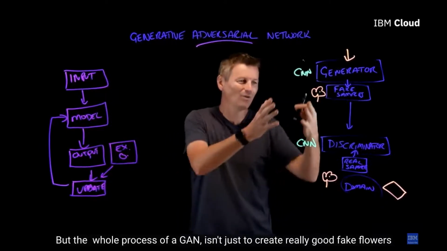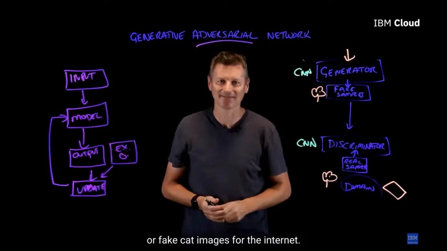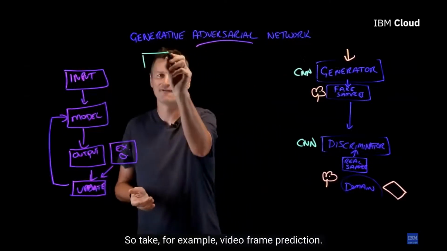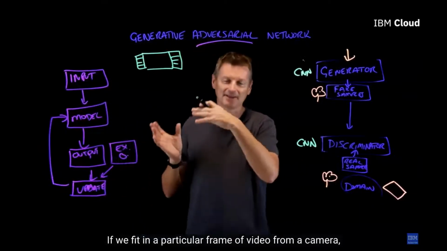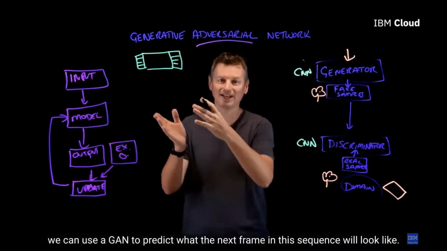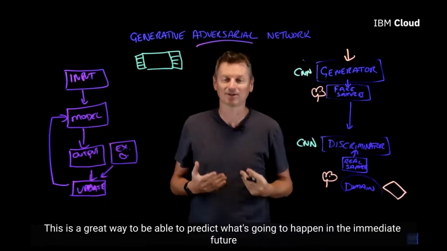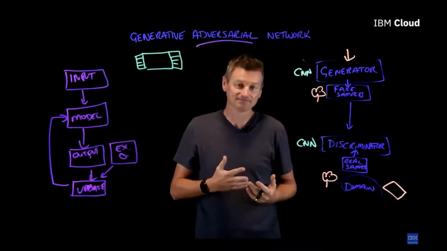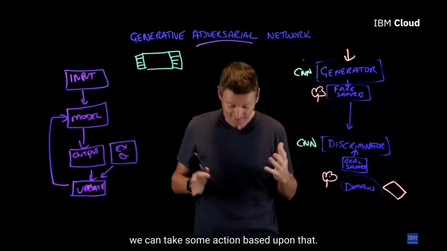But the whole process of a GAN isn't just to create really good fake flowers or fake cat images for the internet. You can apply it to all sorts of use cases. So take, for example, video frame prediction. If we feed in a particular frame of video from a camera, we can use a GAN to predict what the next frame in the sequence will look like. This is a great way to be able to predict what's going to happen in the immediate future and might be used, for example, in a surveillance system. If we can figure out what is likely to happen next, we can take some action based upon that.